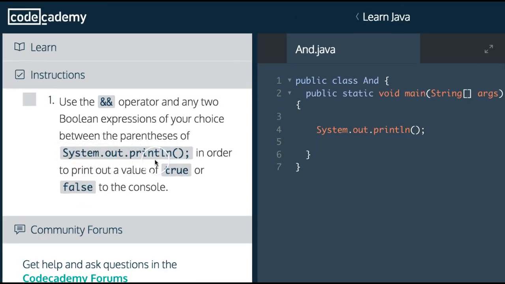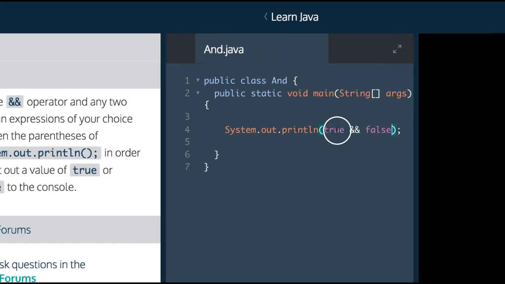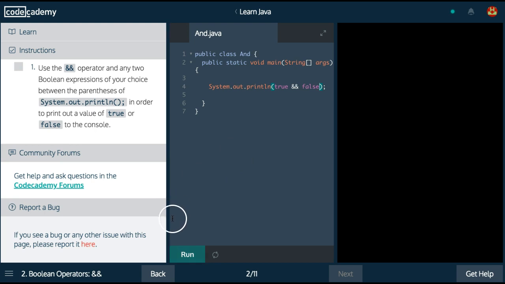Instructions: use the AND operator and any two Boolean expressions of your choice between the parentheses of System.out.println in order to print out a value of true or false to the console. So they want us to use any two Boolean expressions here. We can do true and false. What should this print out? Well, since only one of them is true, this should print out false. Let us do that.